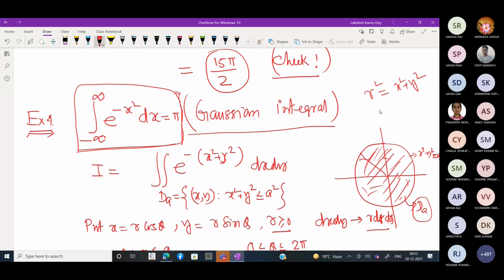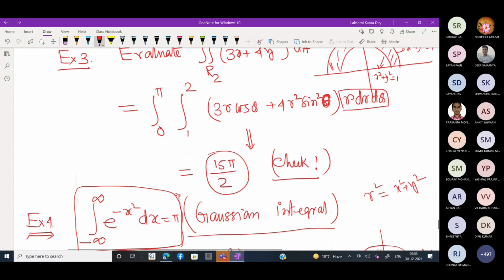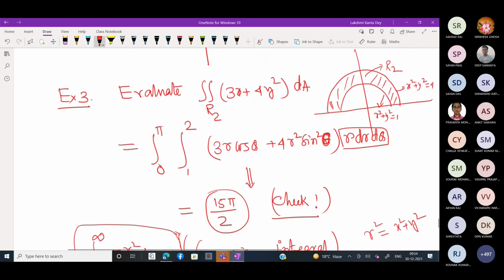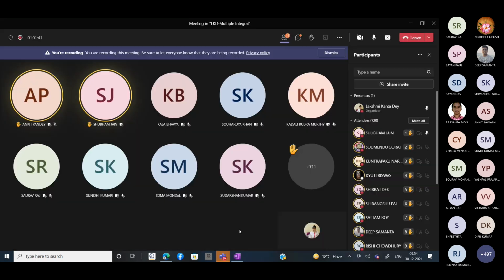In the polar coordinate system, you see the drawing. This is basically your r, this part is your r. r cannot be negative. r is the positive square root of x square plus y square. r is the radial length. Okay, sir. Yes, sir, I got your point. Okay.